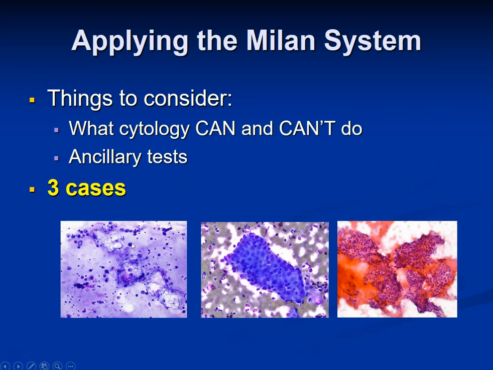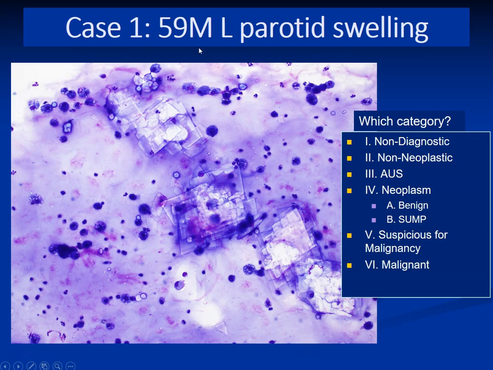So now we're going to quickly look at 3 cases, and we're going to directly apply the Milan system to these cases. The first case is a 59-year-old man with a left parotid swelling. And here is the representative picture. I only have one picture for this case, but what we can see are cholesterol crystals, macrophages, and some granular material in the background. This is not mucin, and we do not see well-preserved epithelial cells. So which category would you put this under?